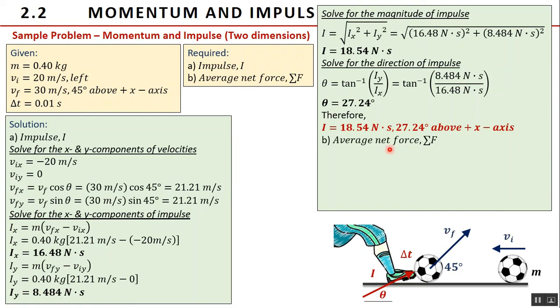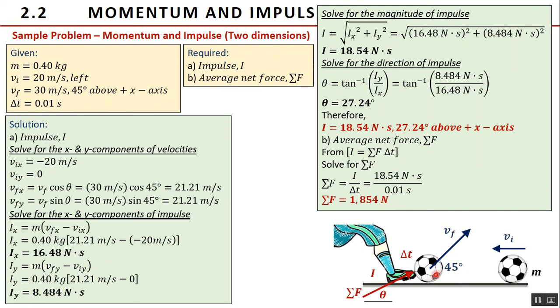Letter B, for the average net force. Now that we have solved the impulse I, we can easily solve for the average net force using the formula, I equals average net force times the collision time. From here, we solve for the force. Average force is impulse divided by the time of collision. Substituting the values, 18.54 Newton-second divided by 0.01 second will give an average force of 1854 Newton. The direction of this average force is the same as the direction of the impulse.